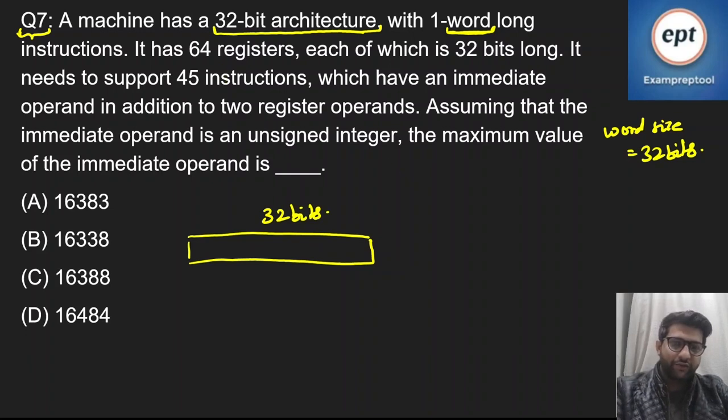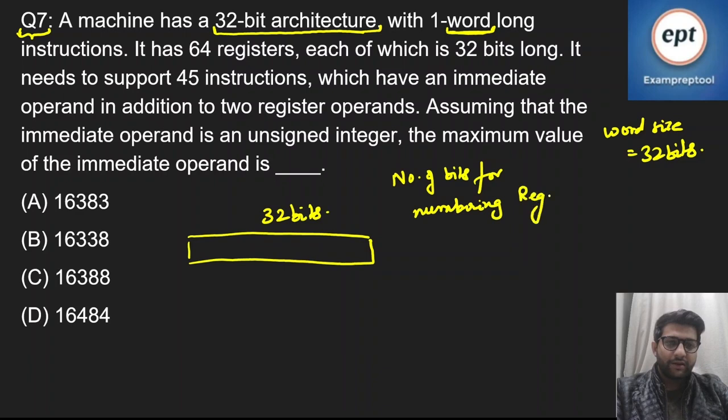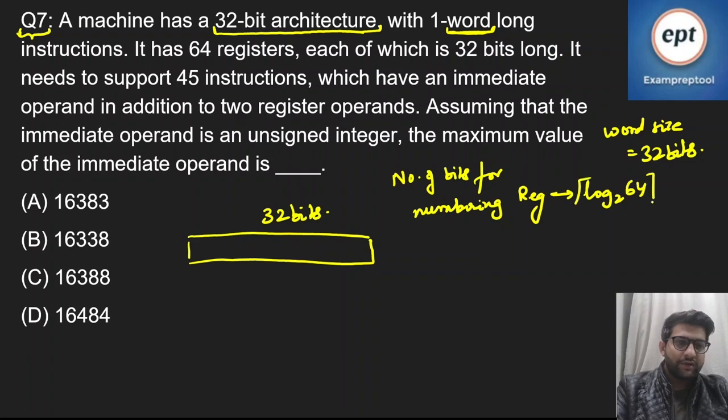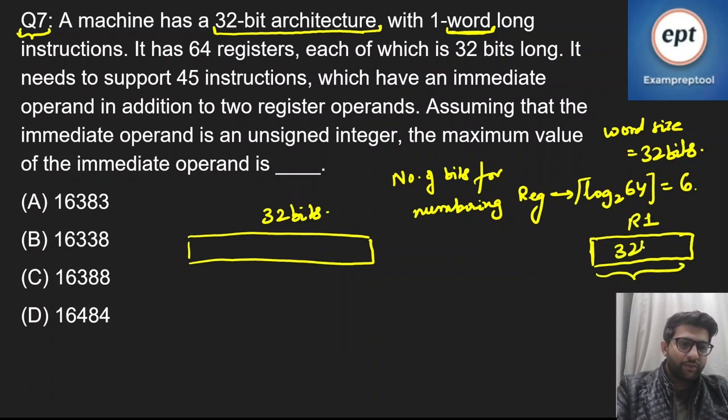If it has 64 registers, then the number of bits for numbering the registers will be log base 2 of 64, right? And this will be 6. Now, each of which is 32 bits long. So it is saying that even the register, let's say register R1, can store a 32-bit value, right? Now it needs to support 45 different instructions.